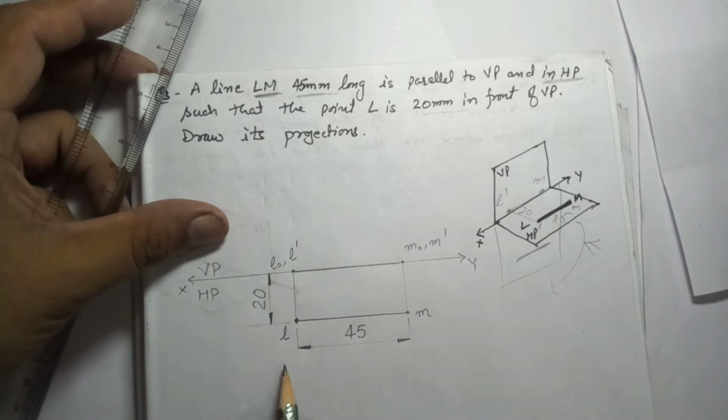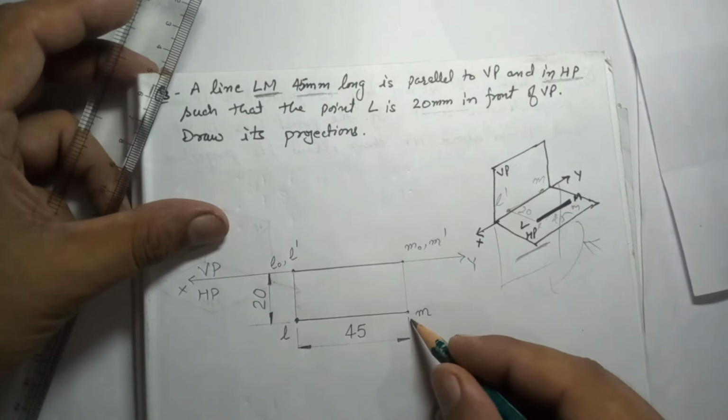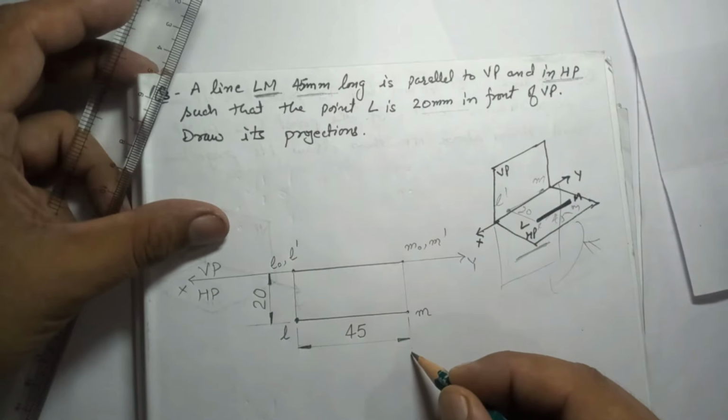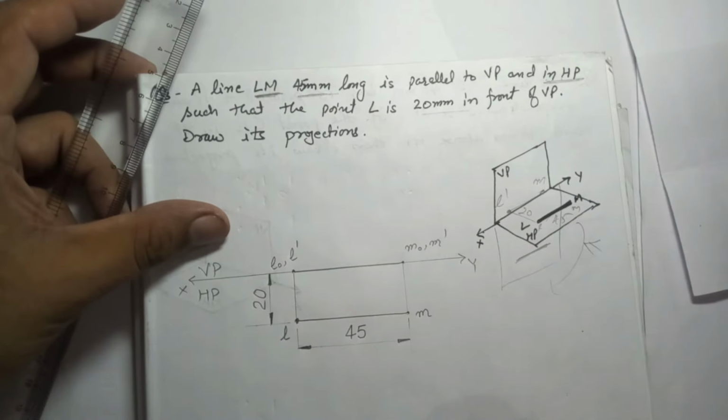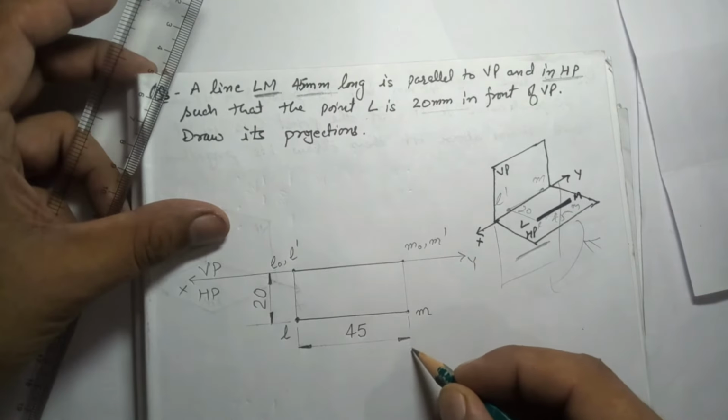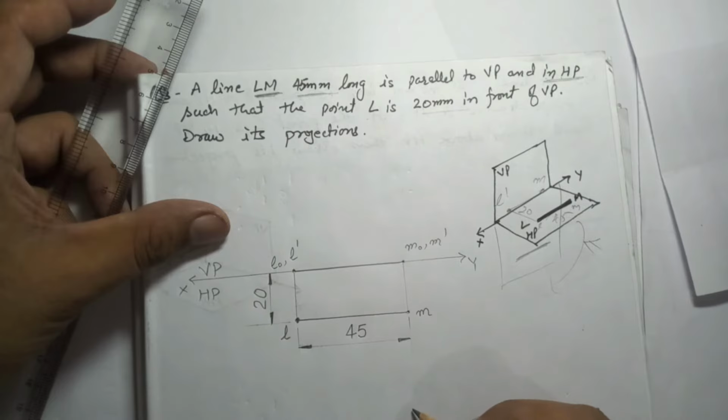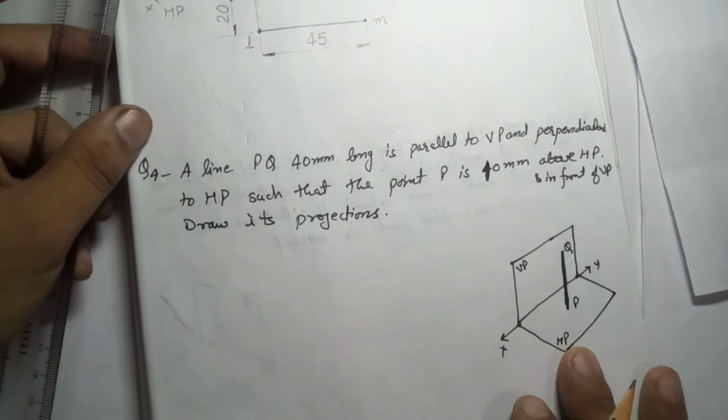When I was evaluating your sheets, I found one mistake. Your extension line should cross only the dimension line. It should not be a very lengthy line. It should extend only 2, 3, 4 mm after the dimension line, not a lengthy line. Let's see the fourth question.